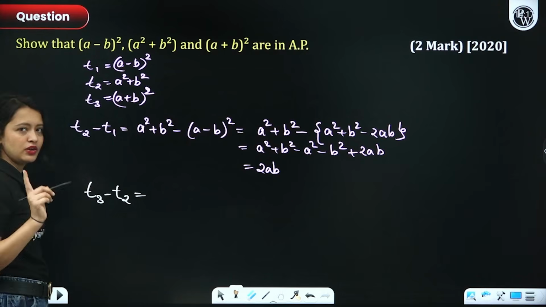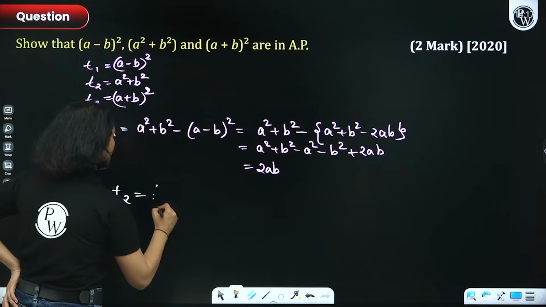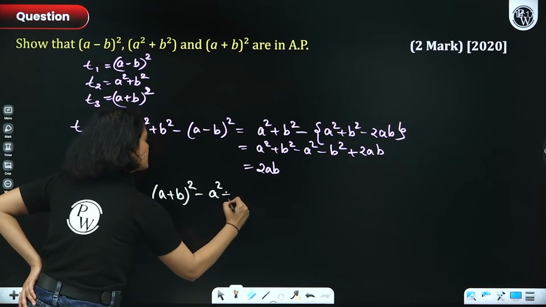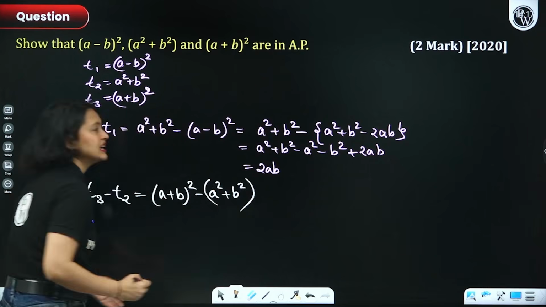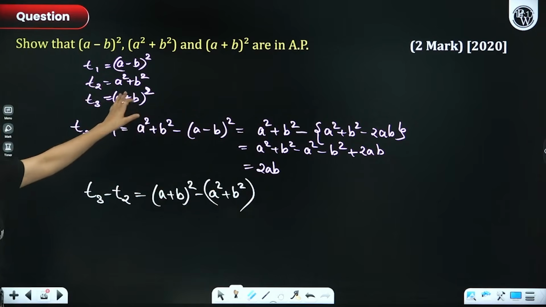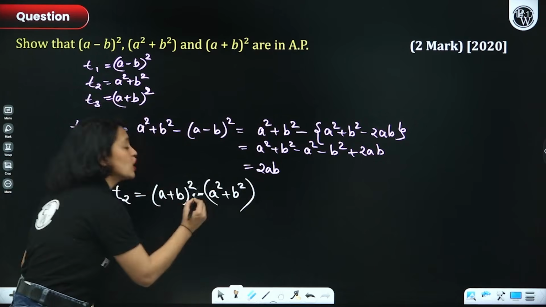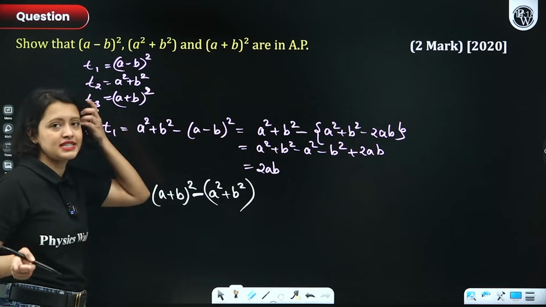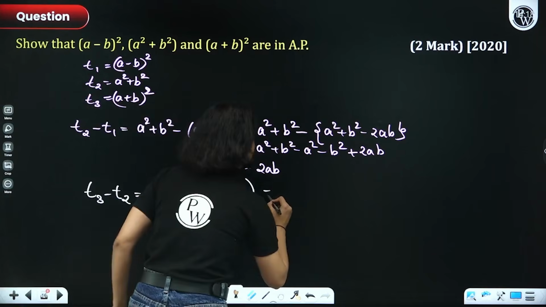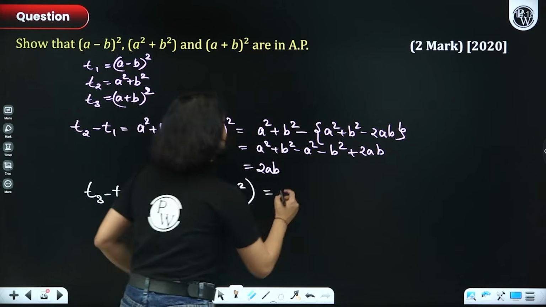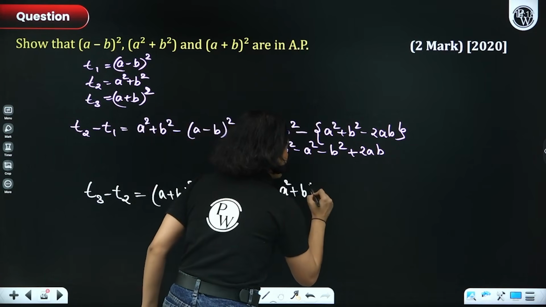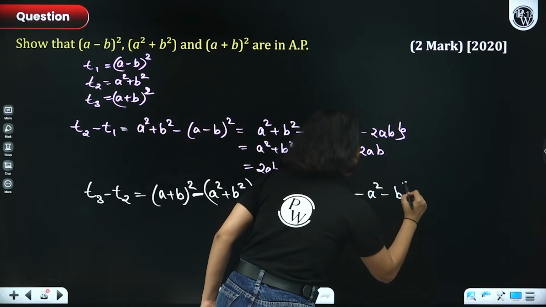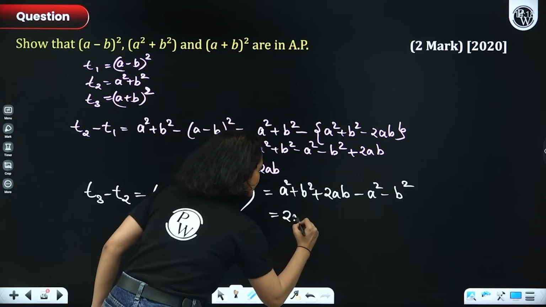Now let's figure out T3 minus T2. T3 minus T2 would be (a plus b) whole square minus (a square plus b square). Please put it in a bracket, because the minus sign is there, and you should always be aware of the minus sign because it causes a lot of silly mistakes. Let's open the first bracket using the identity. So we'll have a square plus b square plus twice of ab, and here we'll have minus a square minus b square. You can see that the only thing remaining is twice of ab.